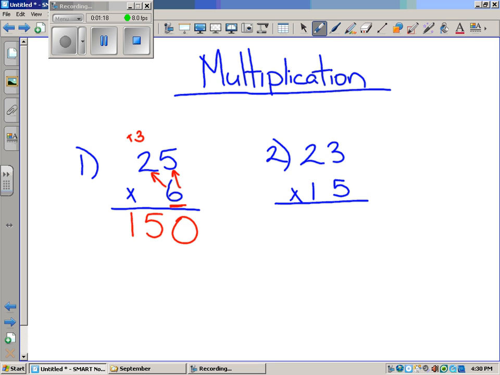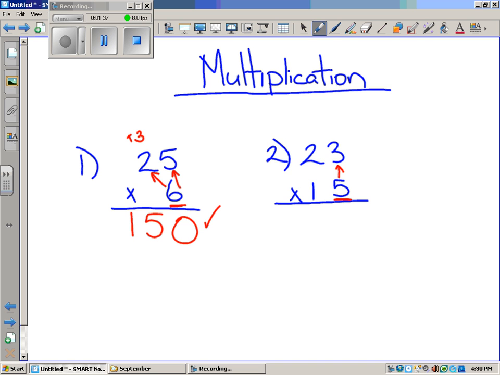So let's take a look at our next one. So that one's done. Remember, when we multiply, you start at the bottom right. So we're going to start at this 5 of the 15. And we're going to multiply starting on the far right of the top numbers. So our first thing to do is 5 times 3, and that's 15.